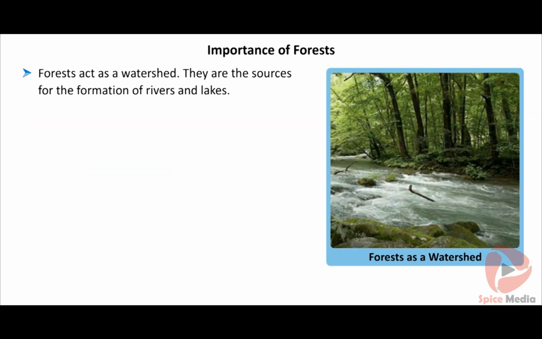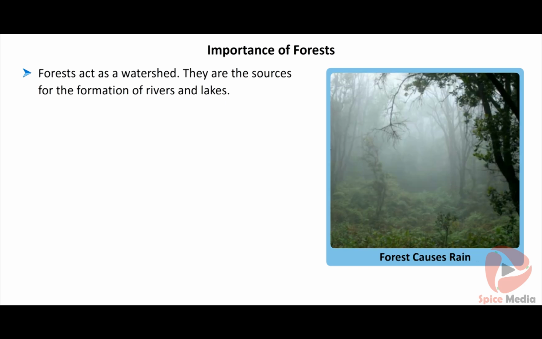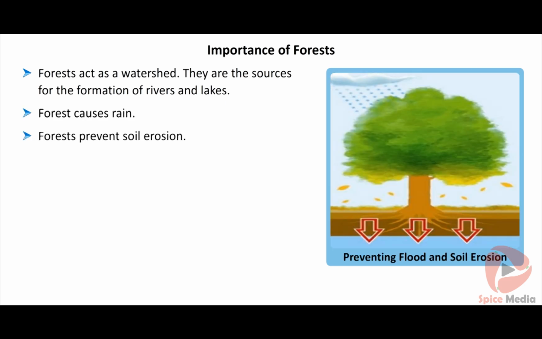Forests act as a watershed. They are the sources for the formation of rivers and lakes. Forest causes rain and increases the rainfall. Forests prevent soil erosion. The roots of the trees in the forest areas hold the soil firmly. They do not allow the rainwater to wash away easily. Thus, the trees help to prevent soil erosion.